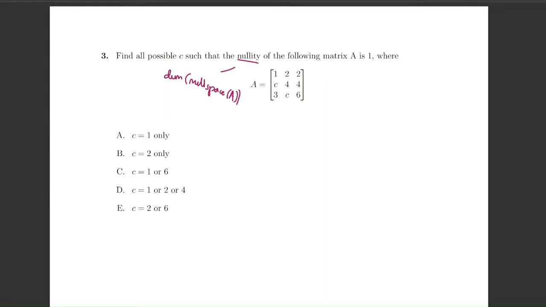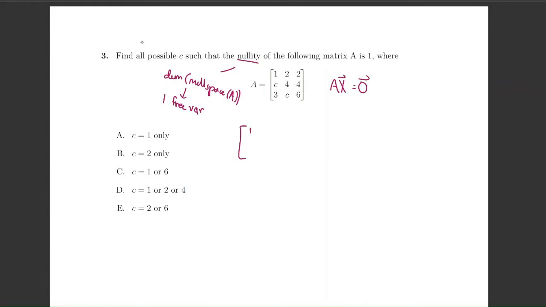So this means also that we have one free variable. The reason we have one free variable is that the dimension of the null space of A is spanned by only one vector. So there's only one free variable that is the spanning vector of the null space. So what we would want to do then is find, for the null space, Ax equals 0, for what value of c there is only one free variable.